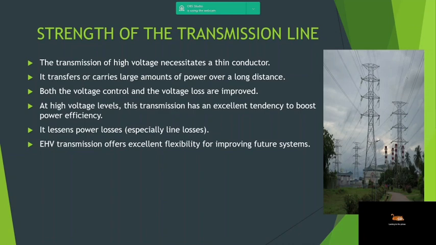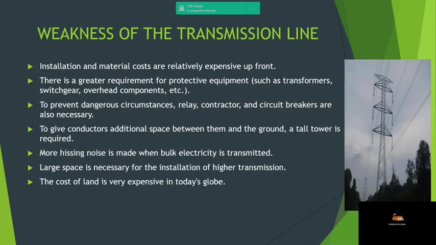With the transmission line, we are improving the voltage control and reducing the voltage loss in the electricity system. So the fourth one is high voltage level. This transmission has an excellent tendency to boost power efficiency. So the next one is the weakness of the transmission line.